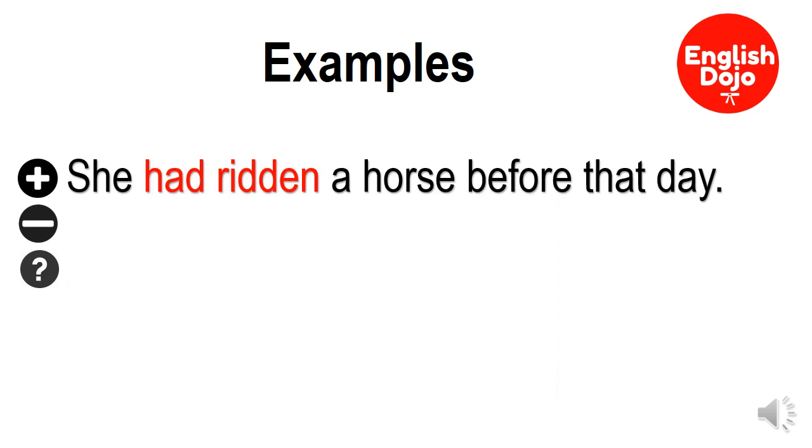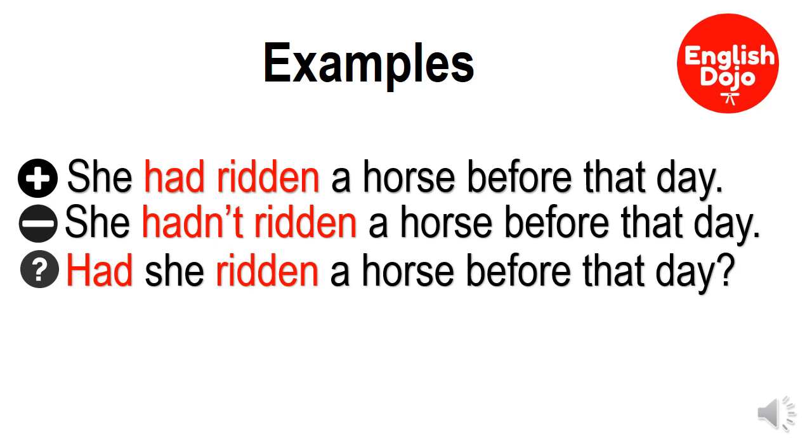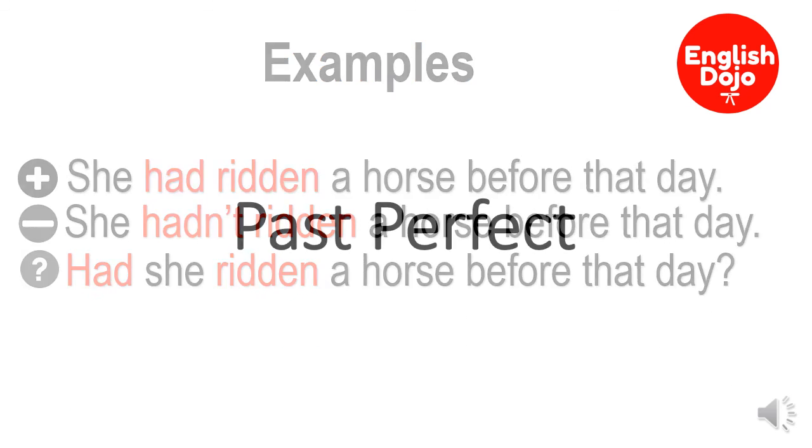Another example would be she had ridden a horse before that day. She hadn't ridden a horse before that day. Had she ridden a horse before that day?